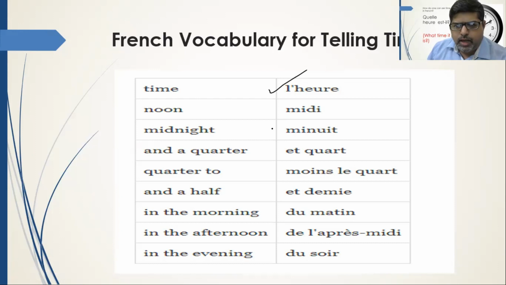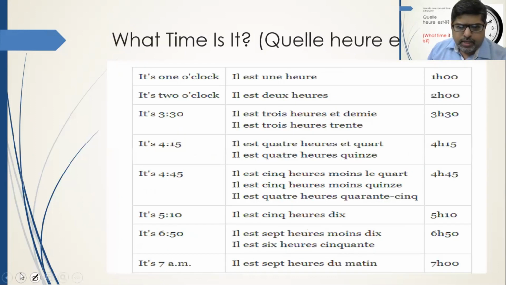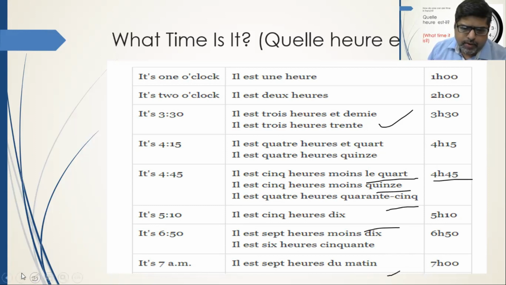Time can be written with an L apostrophe because H is the half vowel. Afternoon midi, midnight minuit, 1:45, and half an hour et demie. Du matin, morning, de l'après-midi is afternoon, du soir is the evening, as I had let you already know. So these are certain more times. Kindly go through it. It's 1 o'clock. Il est une heure, il est deux heures, il est trois heures et demie, or trois heures trente. This is another way. So these are the ways by which we can calculate the time.